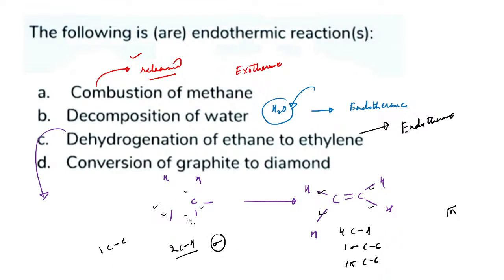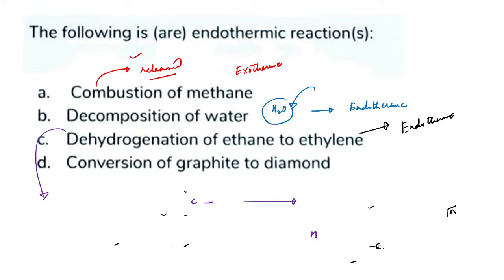Now the next statement is conversion of graphite to diamond. Which is more thermodynamically stable, graphite or diamond? Definitely graphite is more thermodynamically stable. We have learned this in main group. So graphite is more stable than diamond.